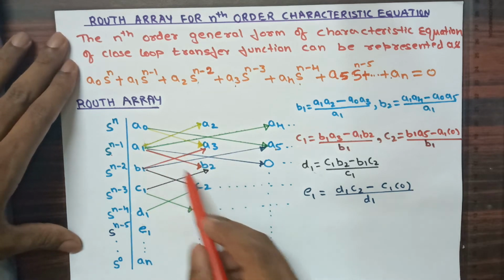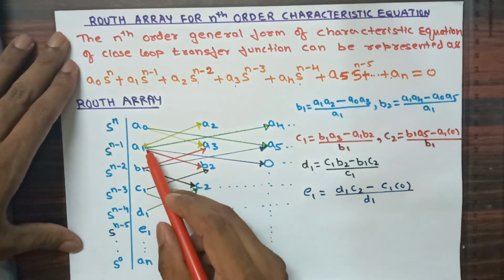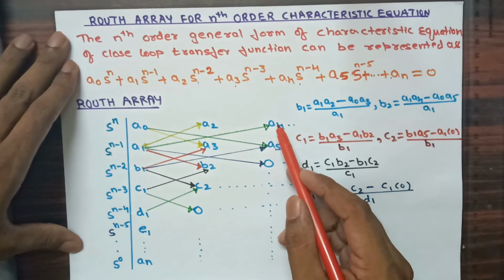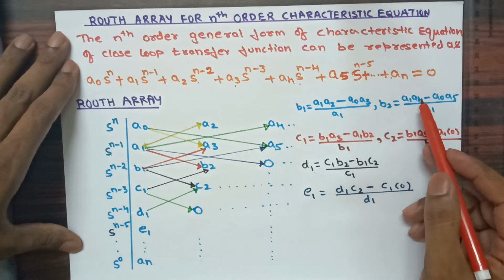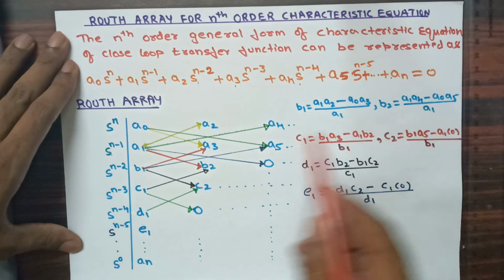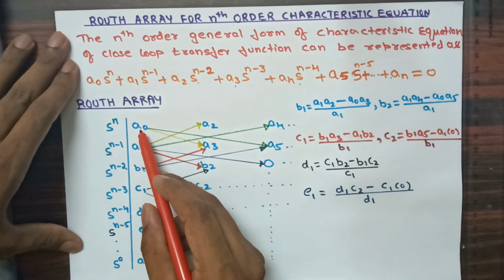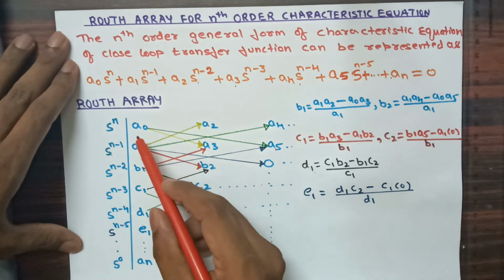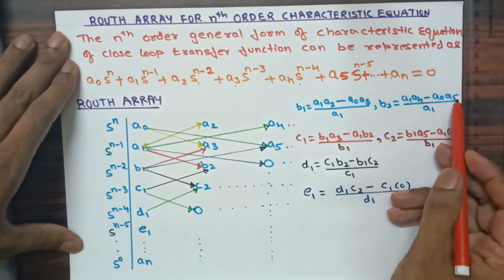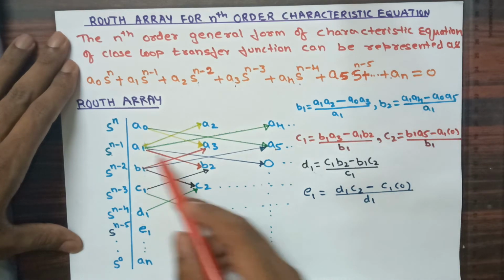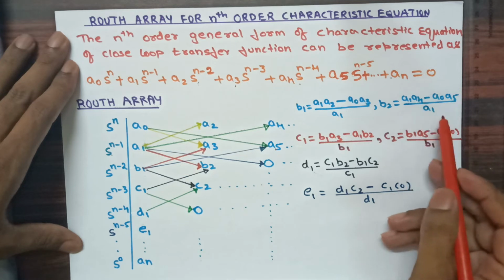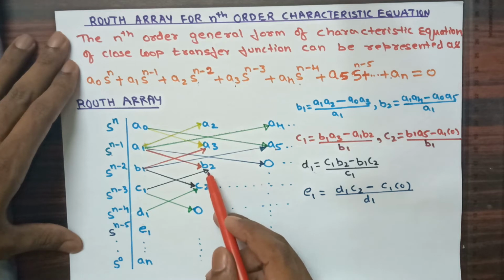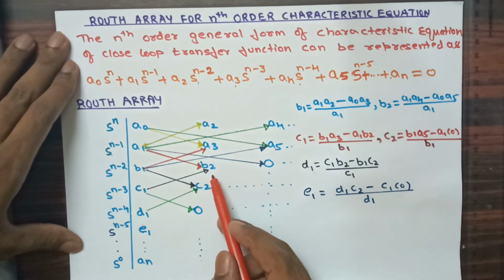Like this, to get the second value of the third row, we are going to multiply the second row first value with the first row third value, a1 into a4. You can see here a1 into a4 minus the first row first value a0 multiplied with the second row third value a5, that is a0 into a5, whole divided by a1. This whole value is equated to b2, and instead of writing this whole value I have shown b2 here. So in this way we are going to form the third row.